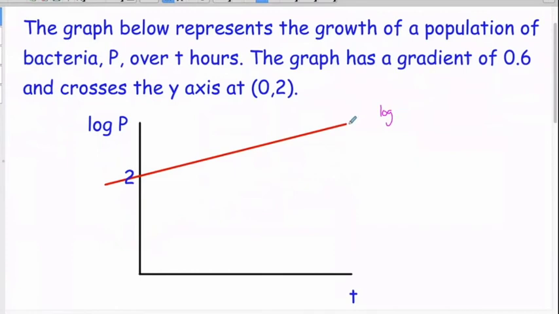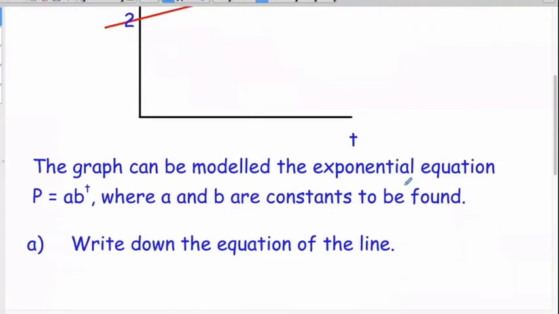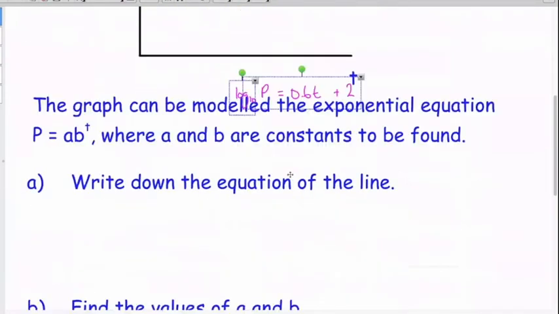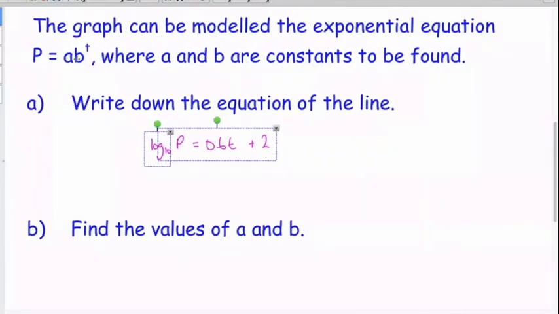So straight away, we can say that this graph is log to the base 10 of p equals mx, so 0.6t plus 2. We know that's the equation of the line. That's our two variables, t and log to the base 10 of p. It says write down the equation of the line. Well, I've just done that, so I'll bring that down to here. And then it says find the values of a and b.